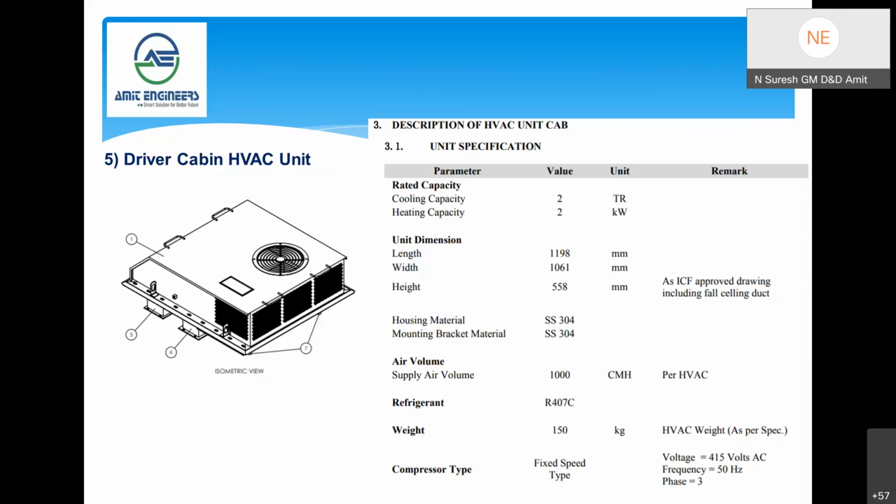Initially, I was asked what is the combination of R407C. This is a hydrofluorocarbon used as refrigerant. It is a zeotropic blend of difluoromethane, that is R32, R125, and R134a. This is a combination of three refrigerants. Weight of the cab AC is 150 kg, and this has a fixed speed compressor, operates at 415 volt AC.